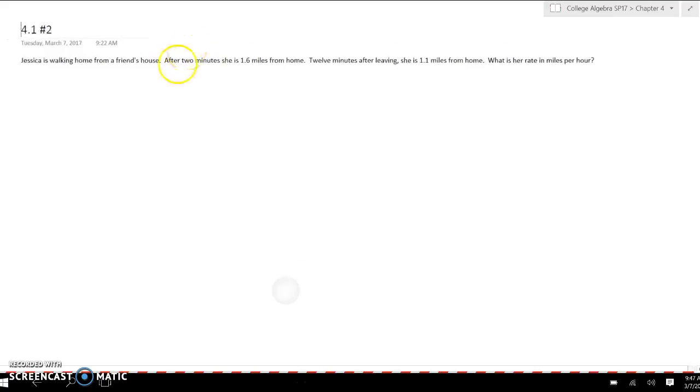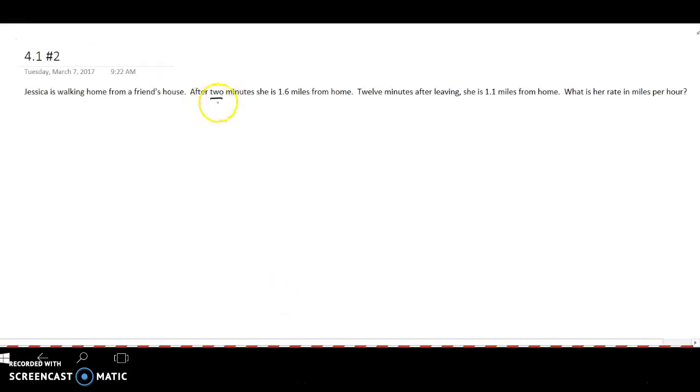So I see 2 minutes, 1.6 miles, and I see 12 minutes, 1.1 miles. So there's our ordered pairs. If we were to write them out, it would be 2 comma 1.6, and this one would be 12 comma 1.1.